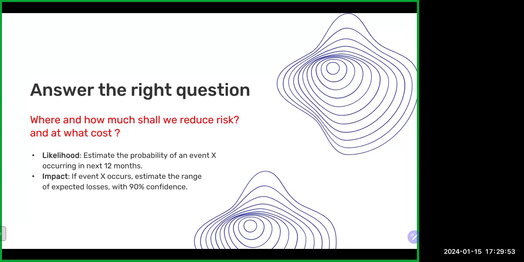How can we know that we are doing risk assessment in a proper way? It's actually based on one question, maybe two. Where and how much shall we reduce risk, and at what cost? Depending on our risk appetite, depending on our risk acceptance, how much should we spend in order to reduce the risk, and by how much? And the main two inputs are likelihood and impact.